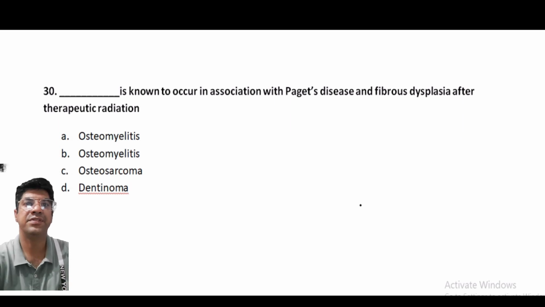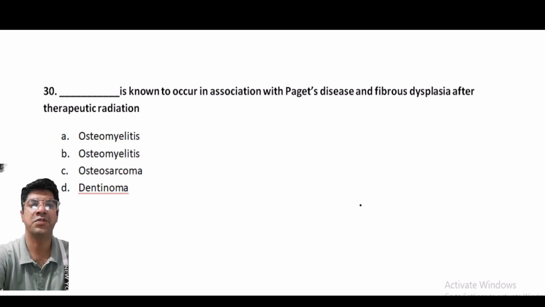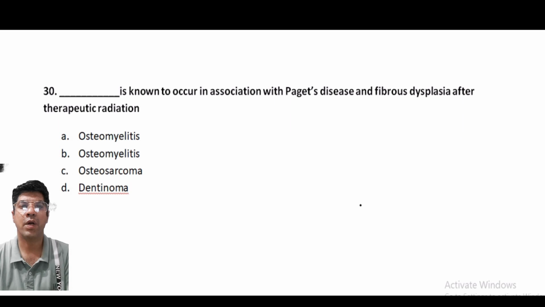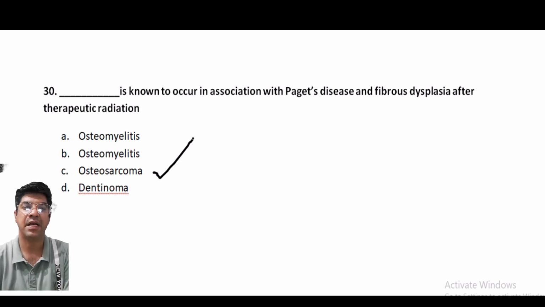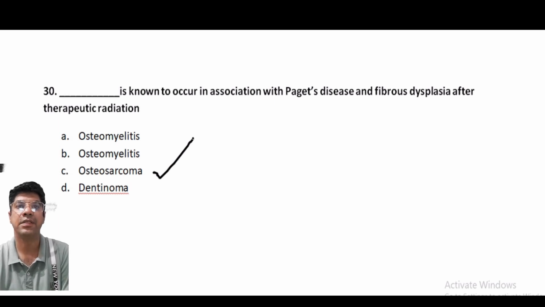The next question is the dash is known to occur in association with Paget's disease and fibrous dysplasia. So it's the osteosarcoma. The osteosarcoma is a malignant bone tumor that can develop as a secondary complication in individuals with Paget's disease or previously affected by fibrous dysplasia after therapeutic radiation. So your answer will be osteosarcoma.